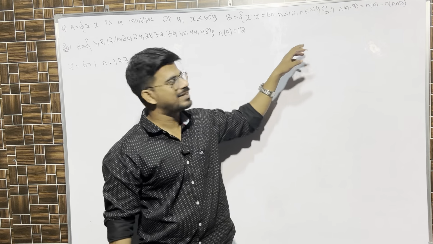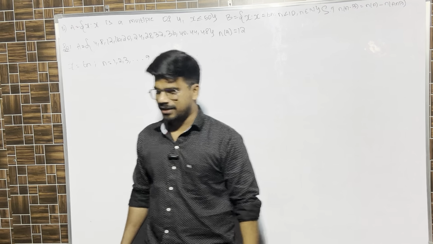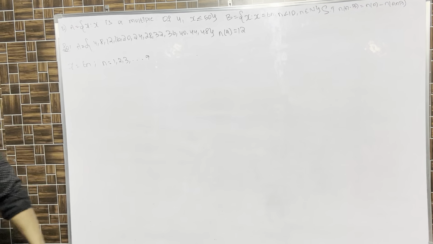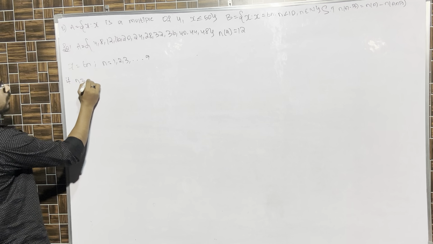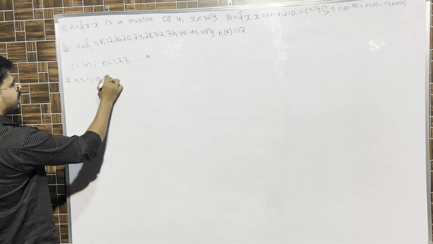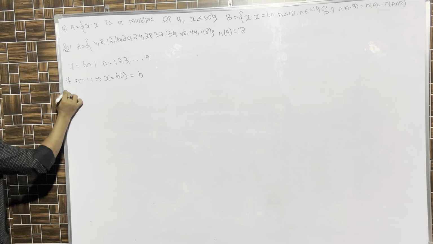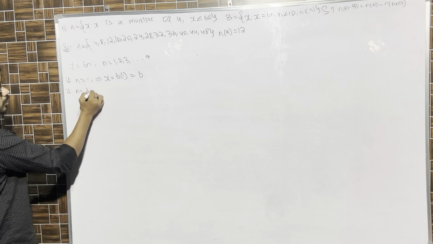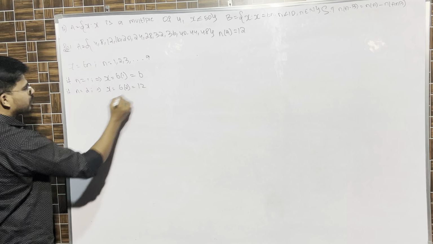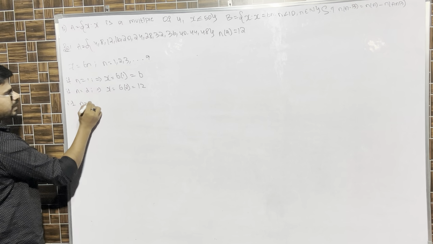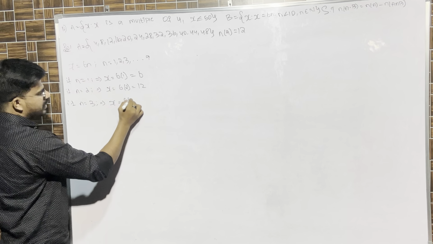Capital N in the sense natural numbers. We have to start from 1 and write till 9. From 1 to 9, for all the values, what is the value of x? That is what we have to find. If n is equal to 1, which implies x is equal to 6 into 1, 6 1s are 6. Next, if n is equal to 2, x is equal to 6 into 2, 6 2s are 12. If n is equal to 3, x is equal to 6 into 3.